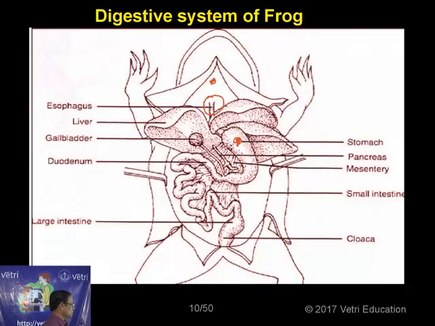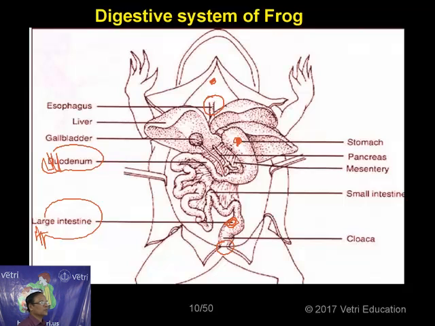The intestine, as usual in our case, is also differentiated into duodenum and then ileum, and that one is not represented. We have the duodenum, followed by the mesenteron, or we can say the ileum region or small intestine. The small intestine is followed by the large intestine, which is in the form of the rectum. The rectum opens into the cloacal chamber by means of an aperture. That is the cloaca.